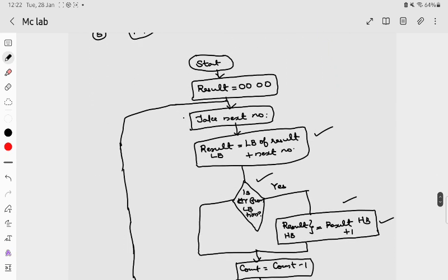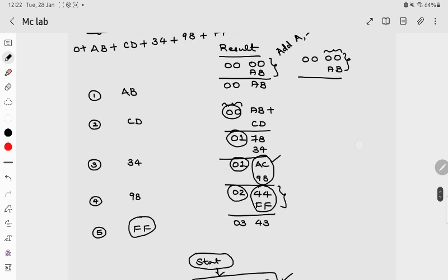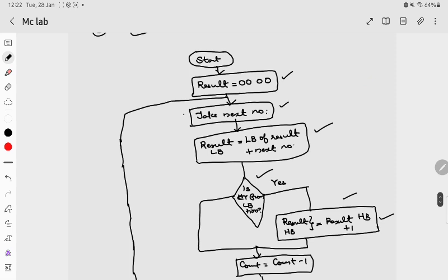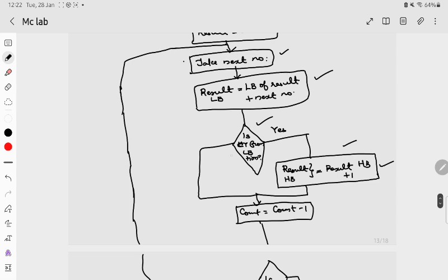So the flowchart is, our result we have initialized to 0000. Then we take the next number. In the first case, the next number becomes the first number. Then we add the lower byte of the result to the next number. So AB is added to 00, the lower byte of the result, and that becomes the result's lower byte. Then we check, is there a carry from the lower byte addition? If yes, the result's higher byte will get incremented by 1. If no, there is no need to change the higher byte of the result.